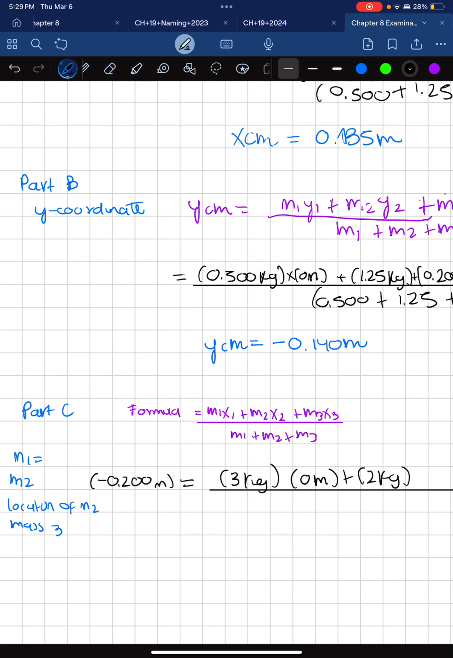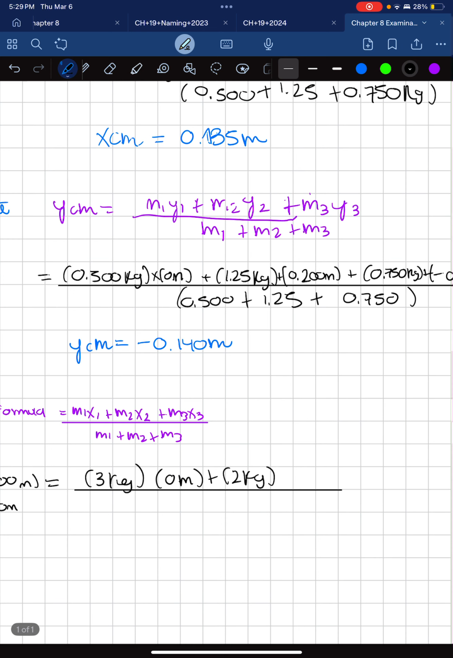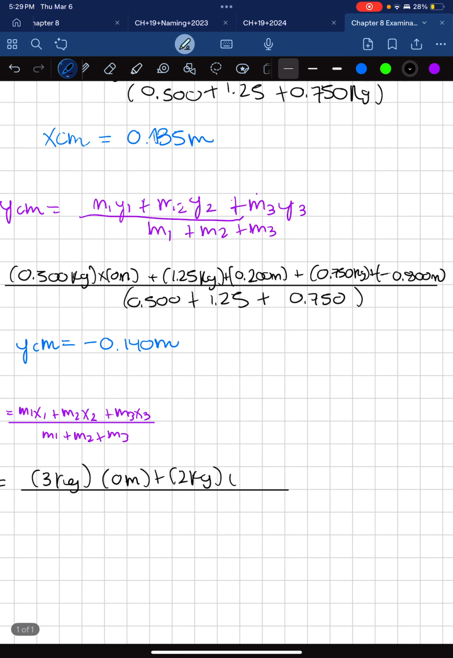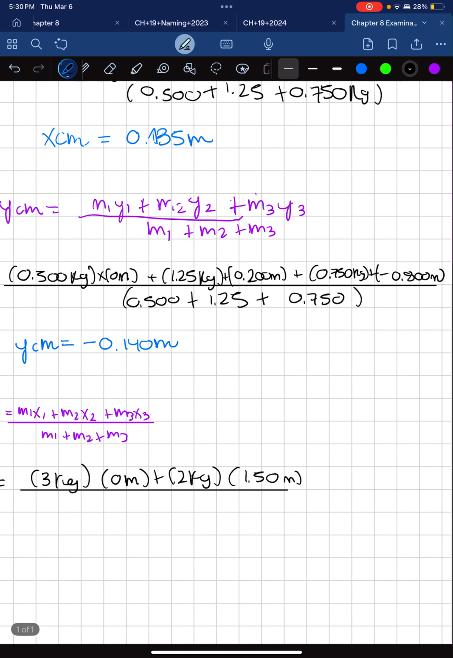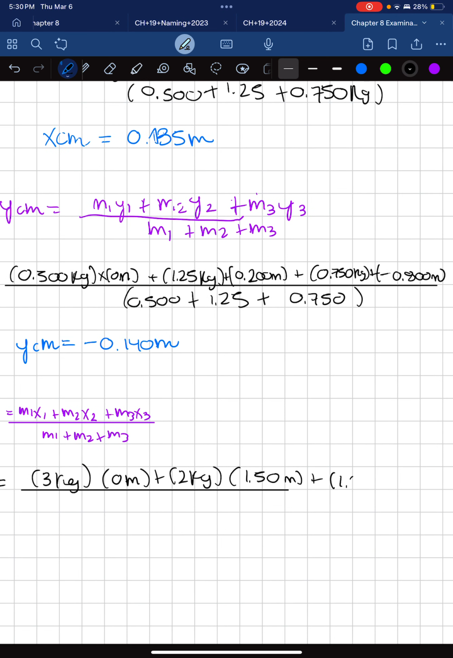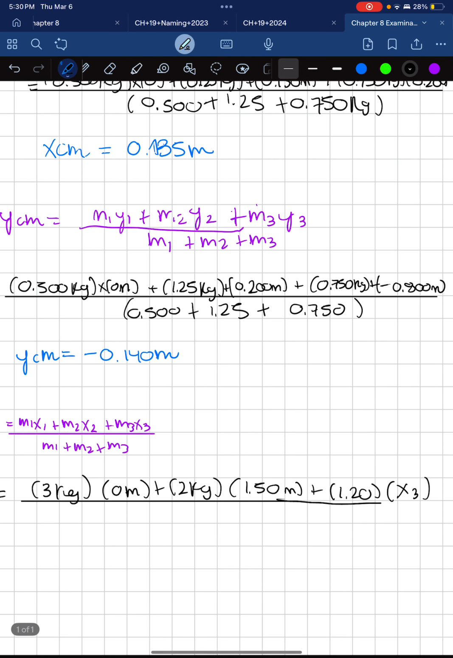So for this one, it's going to be 3 kilograms. This one is going to be 2 kilograms, 1.50, and then 1.2. Okay, so let's keep going. Now we have this, and the location was 150 meters. And then for the last one, which is what we're trying to find, we do have the mass of this position. It was 1.20 kilograms, but we need its location. So we're gonna go ahead and solve for that.